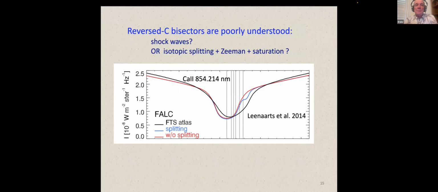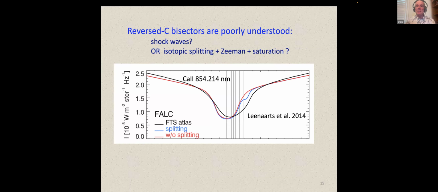Now, I want to talk about reverse C bisectors a little bit. They're poorly understood. We still do not have an unequivocal explanation of why some lines have bisectors that are shaped like that. One possible explanation is that these are the effect of shock waves. Motions in the sun, if there are sound waves, well, we know there are sound waves. The solar P-mode oscillations are standing waves. If there are propagating sound waves, their amplitude will increase as they propagate upwards into the chromosphere that's sensed by this line. And it's been demonstrated that they could, in principle, cause a reverse C bisector.